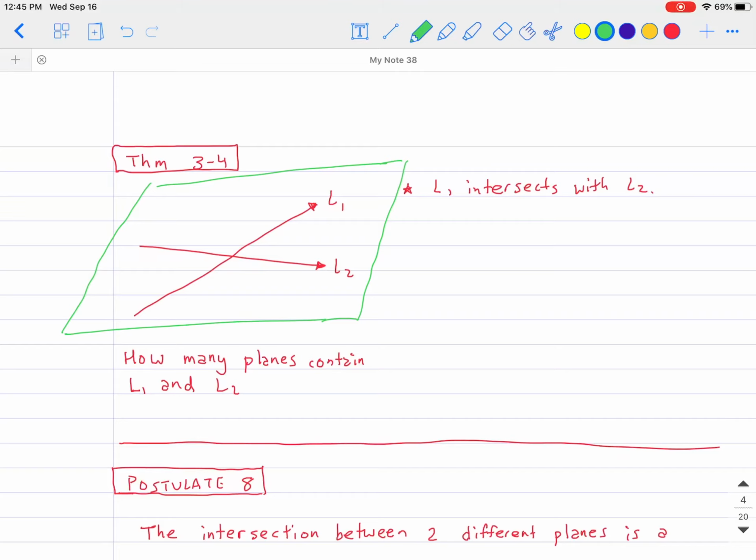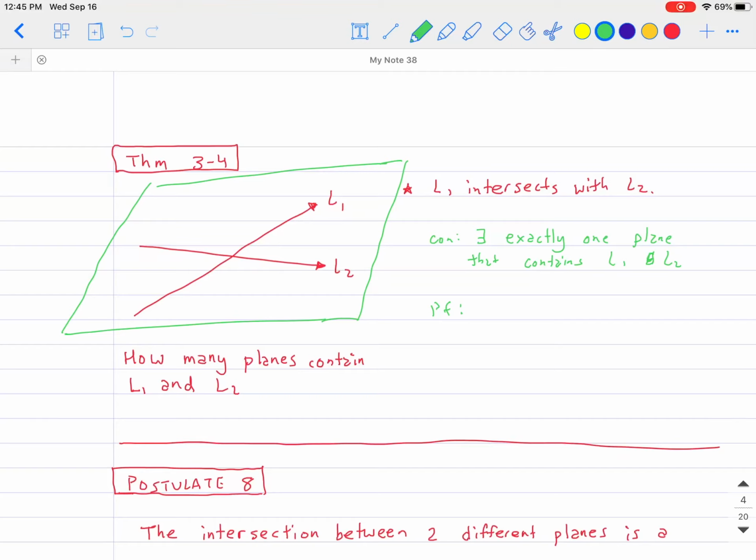Well, then here, the conclusion is there exists exactly 1 plane that contains L1 and L2. And if you're wondering about the proof for this one, why don't I give this to you and maybe you can work it out.